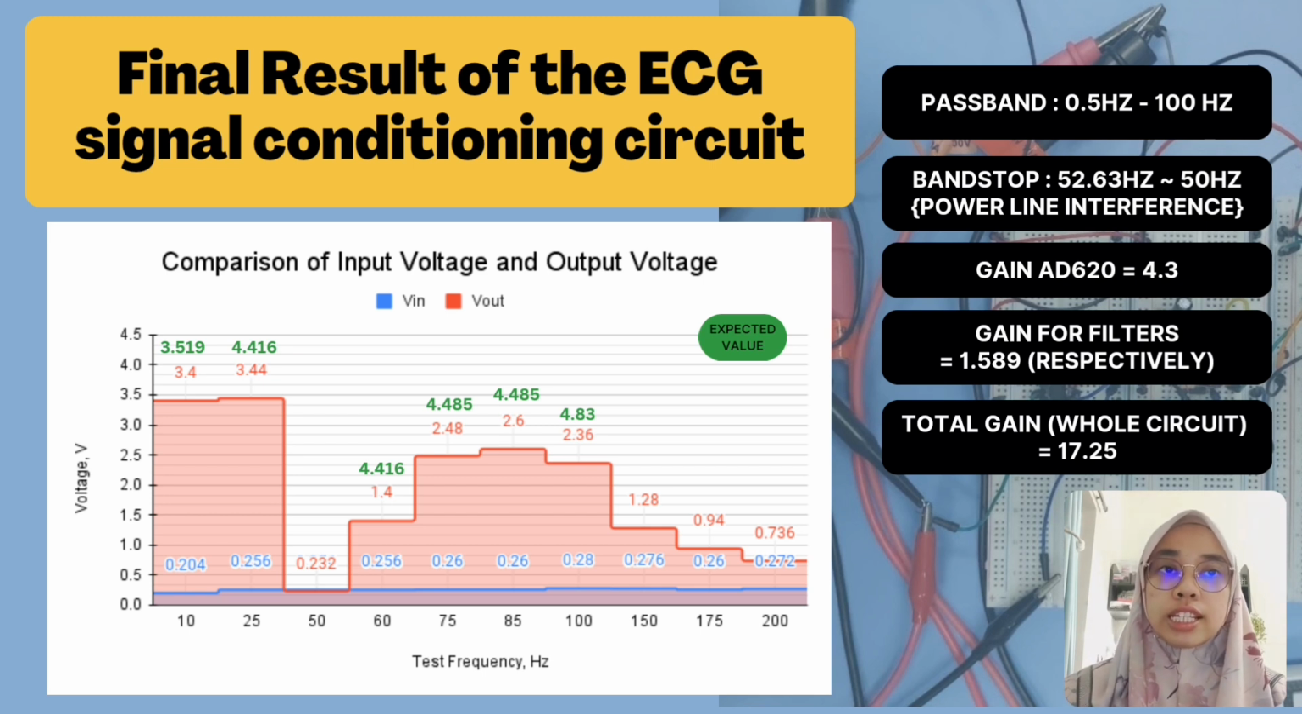The output voltage at 60 Hz and above is unexpectedly lower than the desired outcomes, and we assume it is because of the effect of the notch filter combining with the low-pass filter. The voltage for test frequencies 150 to 200 Hz gives the desirable result because at this frequency it is already out of the passband region.